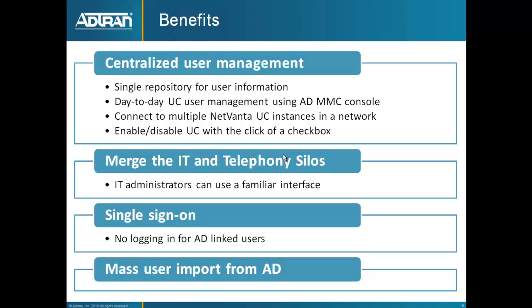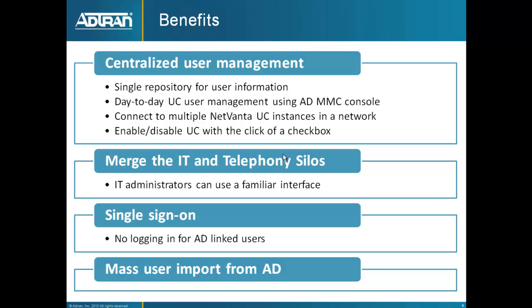Connecting to multiple NetVanta UC instances in a network, which means you can have multiple servers and users on different systems and still be able to manage these in a central location without having to start up and stop different client software instances. You can also enable and disable UC with the click of a checkbox.